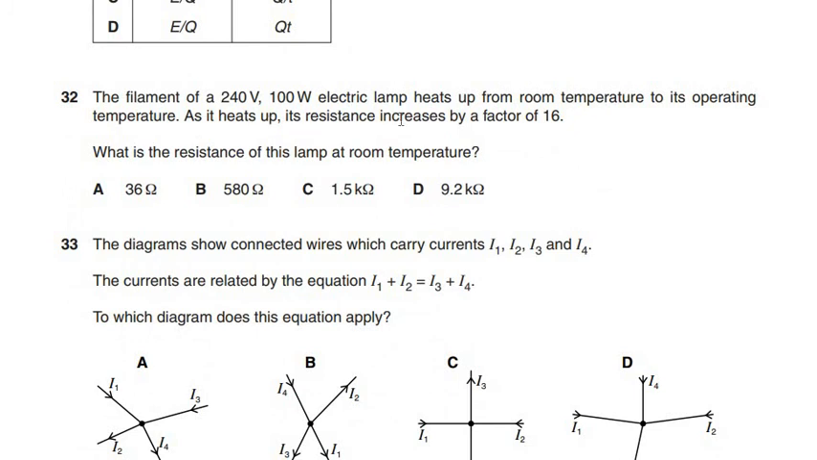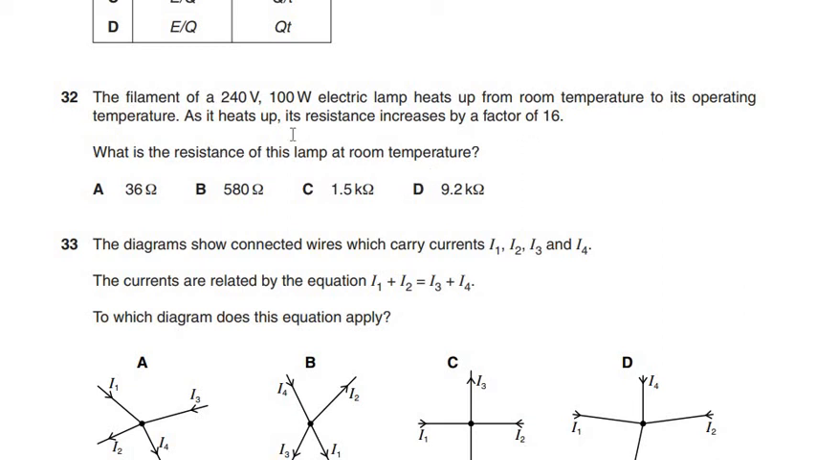32. A filament 240 volt 100 watt electric lamp heats up from room temperature to its operating temperature. When it heats up, the resistance increases by a factor of 16. What is the resistance of the lamp at room temperature? So you have to do a calculation here and find the resistance first, right? So P is equal to, you could say, I squared R, right? So you do the calculation. I'm not going to go into it because it's just too simple. And whatever value you get for the resistance, you divide it by 16 and you're going to get the answer.